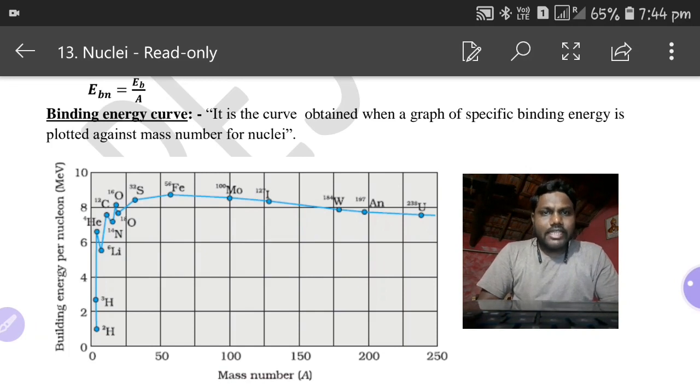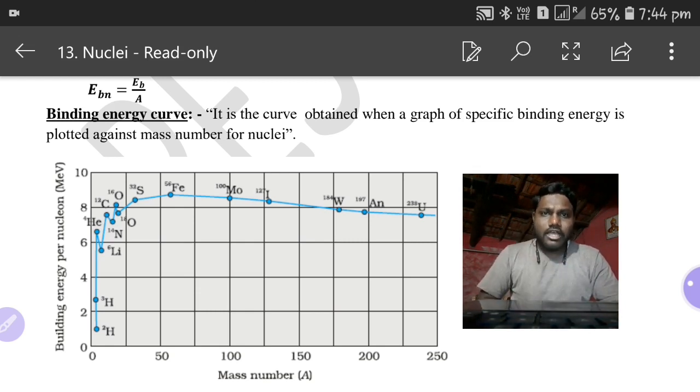So today in my 7th lecture, I am going to discuss one of the most important concepts in the nuclei chapter, as far as board examination is concerned. Listen carefully, this concept is very important. That is nothing but the binding energy curve.